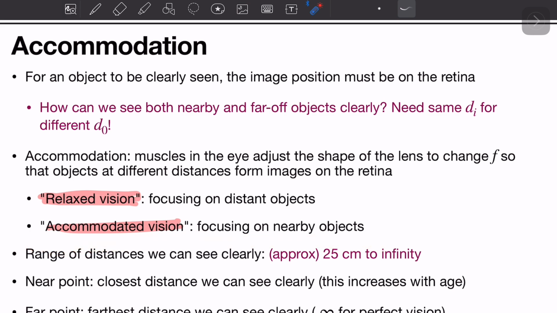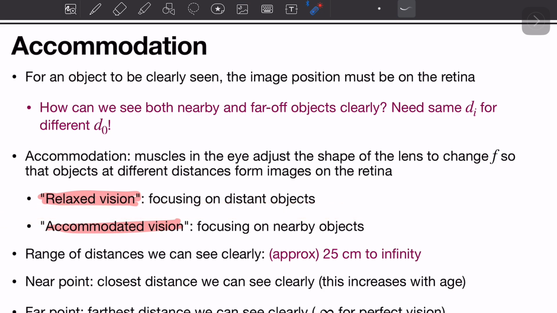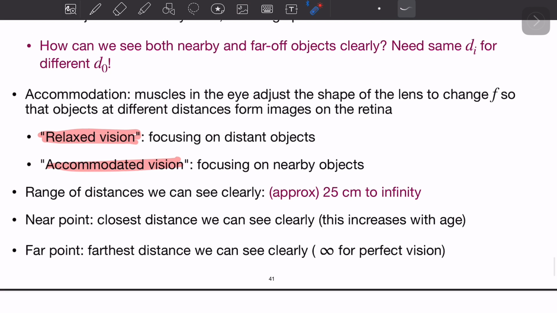On the other hand, if you're sitting out on the beach and staring out into space, you can sit there and do that for hours. You might get sunburned, but your eyes don't necessarily feel tired because that's when your eyes are relaxed. They're not focusing on any nearby objects. The range of distances that we can see is approximately 25 centimeters to infinity.